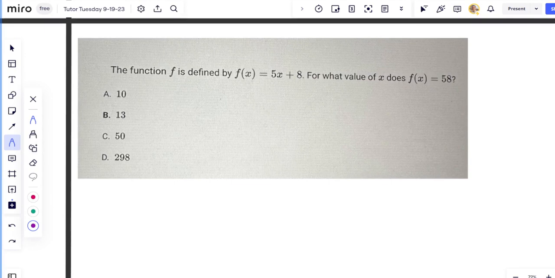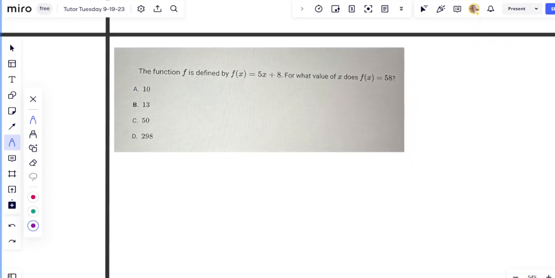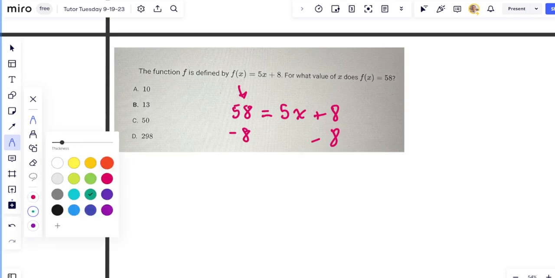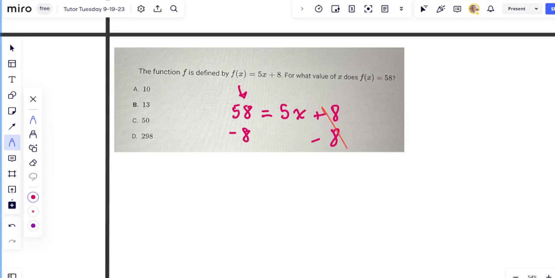Function f is defined by f of x is equal to 5x plus 8. For what value of x does f of x equal 58? Well, f of x equal to 58, I'm going to substitute that right here. 58 is equal to 5x plus 8. So we subtract 8 on both sides. Then we get 50 is equal to 5x.